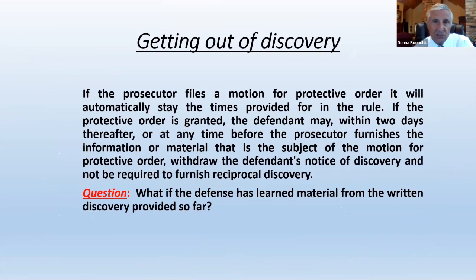So if the state decides to move for a protective order because they don't think there should be things that are turned over, but they have already provided the rest of discovery, there's an issue, as it says in the bottom of this question. What if the defense has learned material from the written discovery provided so far? And then he elects to come out of discovery because the prosecutor has moved for this protective order to withhold certain information. Be careful, prosecutors, about this, because I think what it's saying is the defense can read what you've sent and then still get out of discovery because you were successful in a protective order.